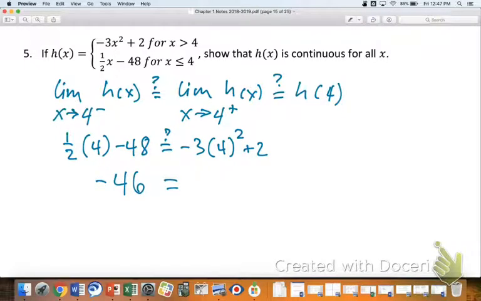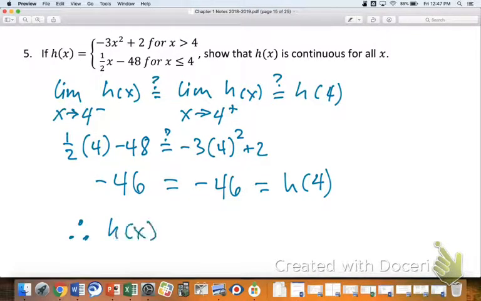And that definitely does equal negative 48 plus 2, which is also negative 46. And those are all equal to h of 4. It's supposed to be a 4. There we go. And so we've done it, right? We've proven that the left-hand behavior and the right-hand behavior and the value of the function are all the same thing. So we can say, therefore, h of x is continuous for all x.